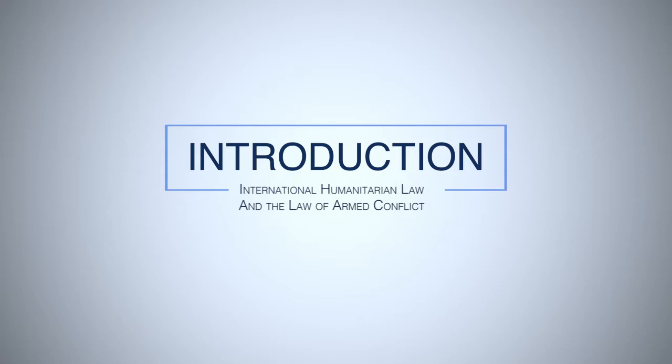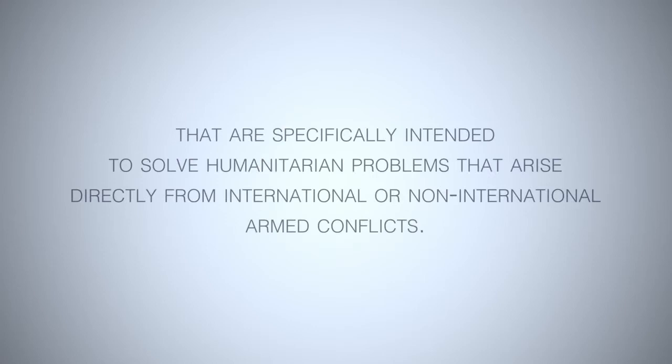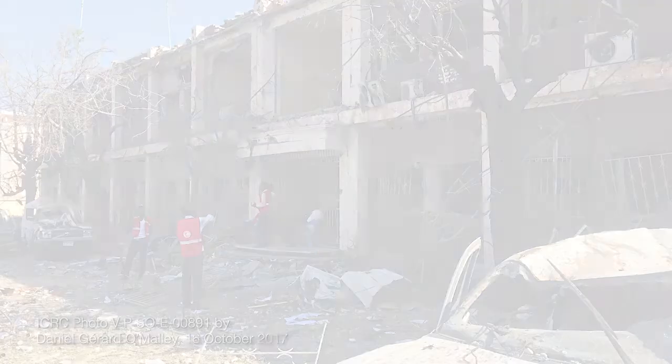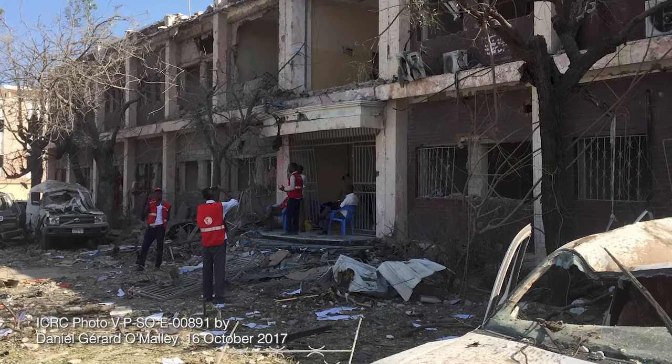International humanitarian law, applicable in armed conflict, refers to international rules established by treaty or custom that are specifically intended to solve humanitarian problems that arise directly from international or non-international armed conflicts. For humanitarian reasons, these rules protect people and property affected by conflict by limiting the rights of the parties involved to choose their methods and means of warfare.